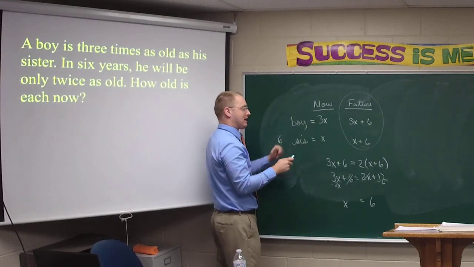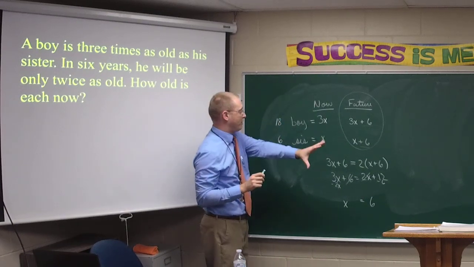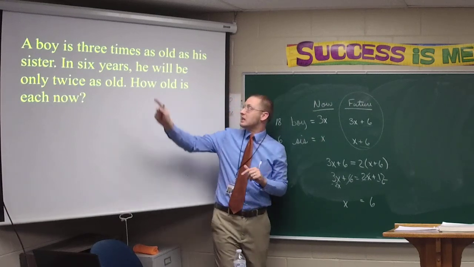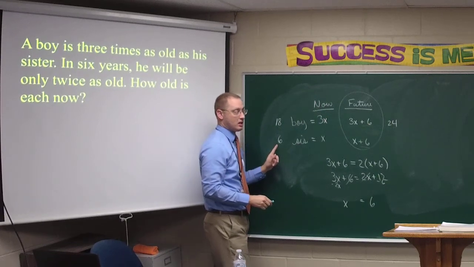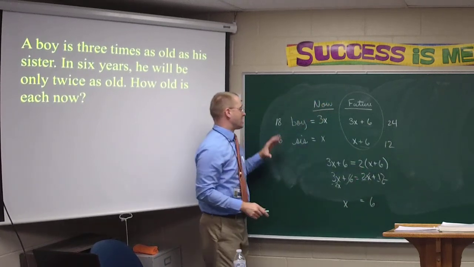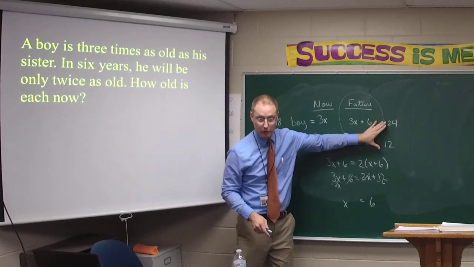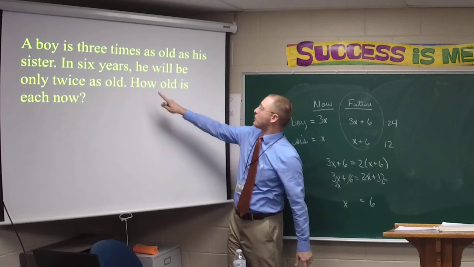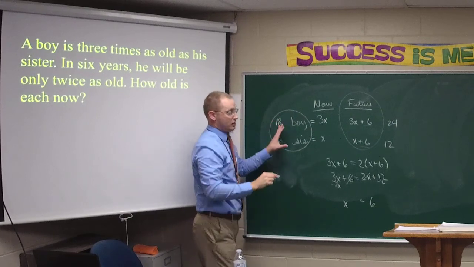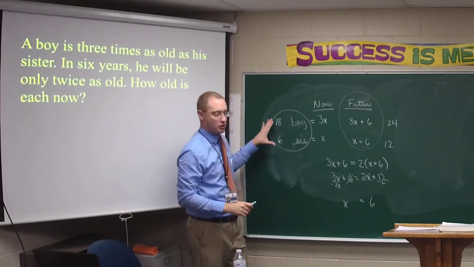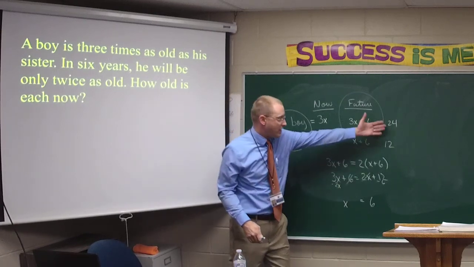And right now, the boy is 18. But when we time travel into the future, how old is the boy going to be in 6 years? 24. He's going to be 24, and the sister's going to be 12. He's 3 times as old now. He's only going to be twice as old in the future. Now, notice how the question's worded. How old is each now? These are my answers. This is a great way to check, but these are the answers we're interested in because it says how old is each now. Had it said how old will each be in 6 years, then I would use those answers.